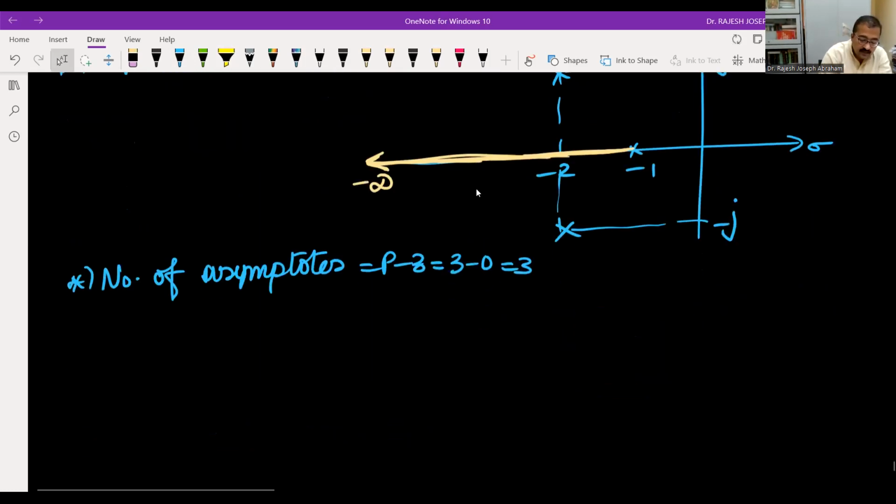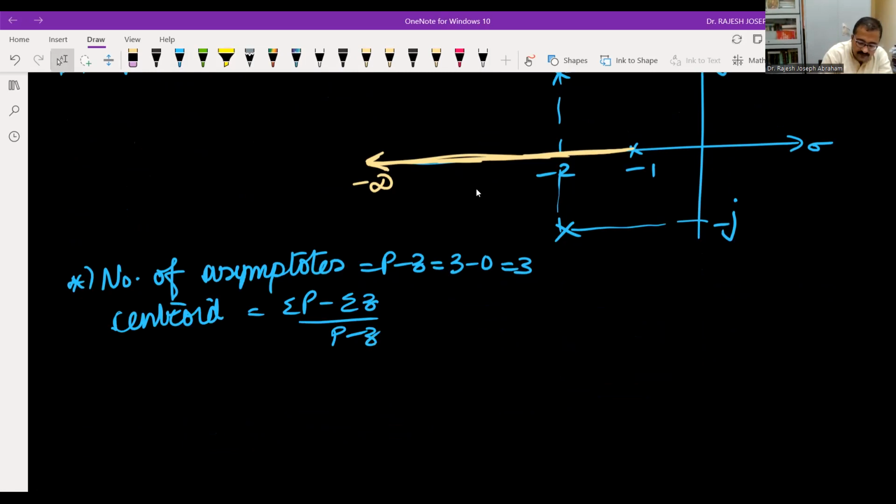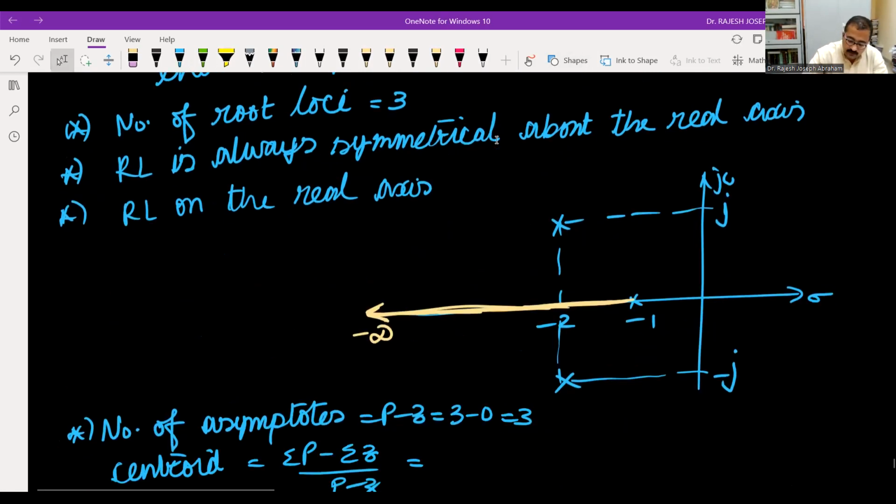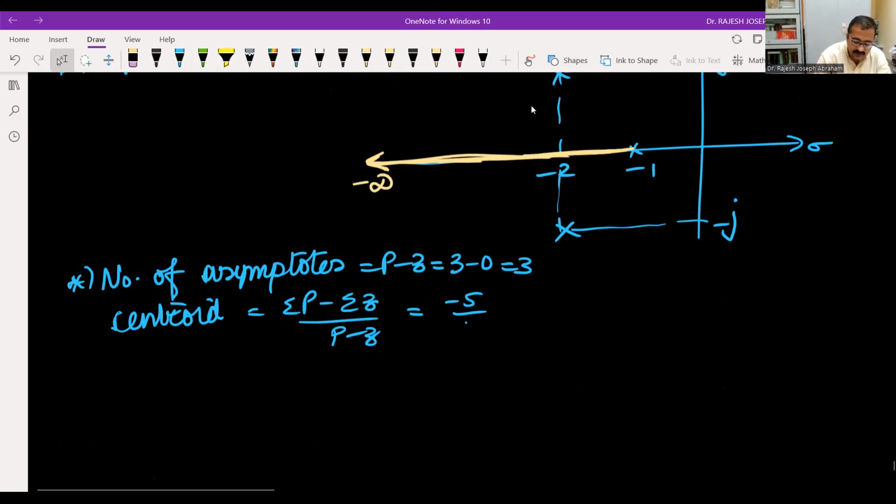Next we need to calculate the centroid of the asymptotes. How to find that? Sigma P minus sigma Z divided by P minus Z. What is sigma P? You add these: -1, -2 plus j, -2 minus j. That means -5. So you get -5 divided by 3, which turns out to be -1.66.